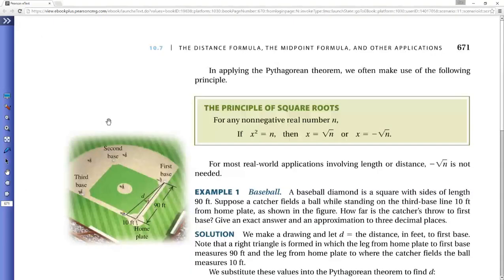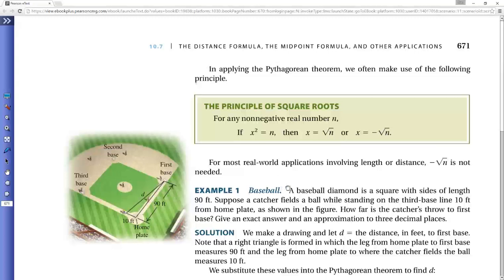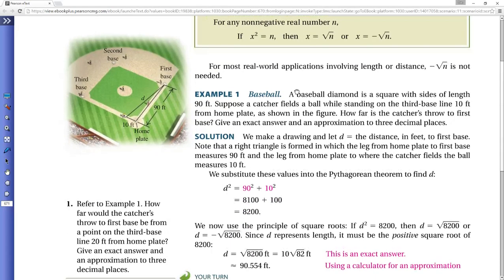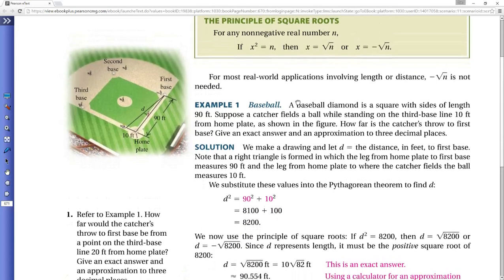And they're also going to talk about square roots again, a little bit about a non-negative real number n. If we have x squared is equal to n, then x is equal to the square root of n, or x is equal to the opposite of that, a negative square root of n. And they go right into an application, which is kind of nice. We get to see where it's applied right away.